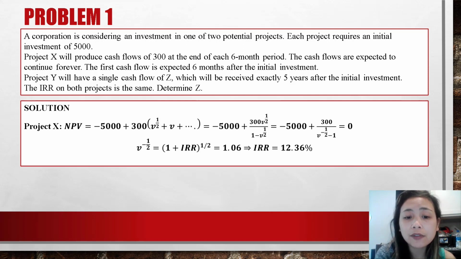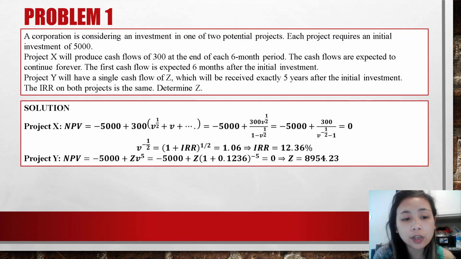So v^(-1/2) is just (1 plus IRR)^(1/2), and it is equal to 1.06. From here, we can find out that IRR is 12.36%. Again, I repeat, from the equation NPV equals 0, we can solve for v, and from there we can solve for IRR, and we got IRR is 12.36%. But that is not what the question asks for. The question asks us about the single cash flow Z. So we have to apply the IRR to project Y in order to produce Z.